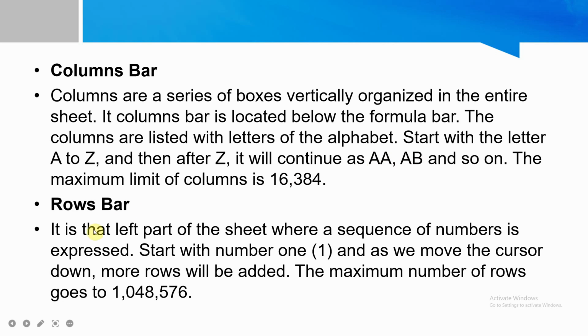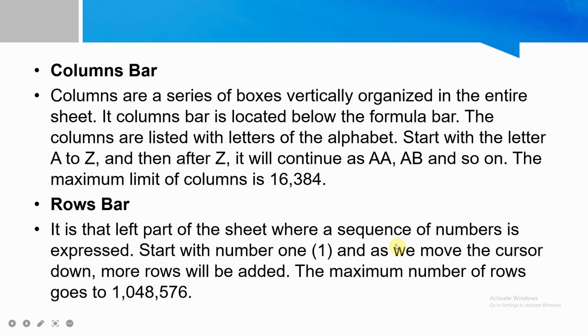Now for the row bars, it is on the left part of the sheet where the sequence of numbers is expressed. It is vertical, on the left part, and the numbering starts with row number 1.